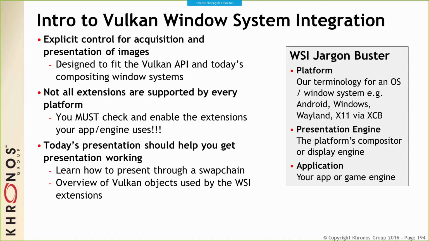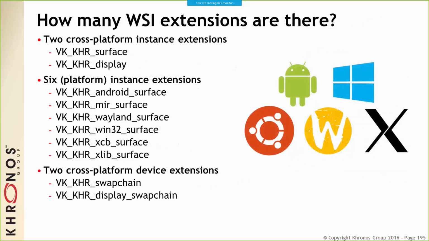There are 2 cross-platform instance extensions, so that's where Tom described in the loader an extension existing. The Surface extension, which introduces the VK Surface object, and the Display extension, which is about display management, which I'll be explaining later. Then there are 6 platform instance extensions, which basically hook up your platform native types to the Vulkan surface. They're all fairly light, for fairly obvious reasons. And there are 2 cross-platform device extensions: the swapchain extension, which is the bulk of WSI's meat, and the display swapchain, which extends the swapchain extension for going direct to display.